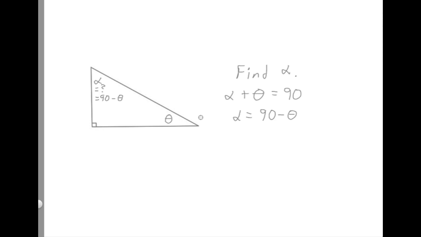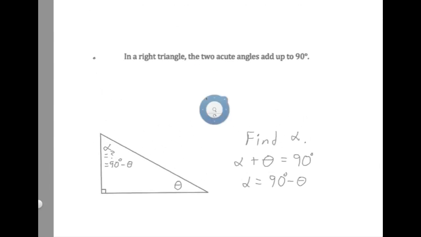I guess we could make that more specific here and put in the units. All right, so again, the idea we've used here is that in a right triangle, the two acute angles add up to 90 degrees.